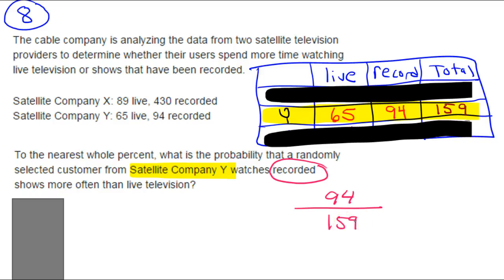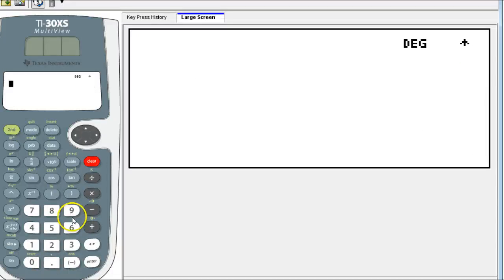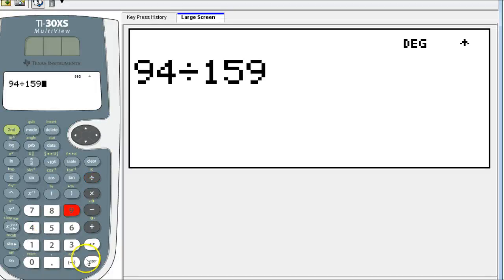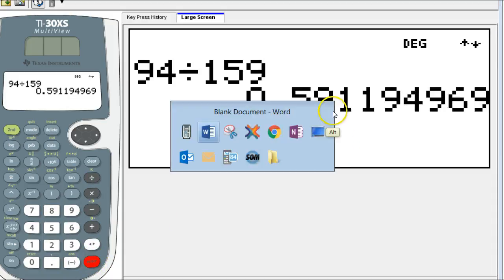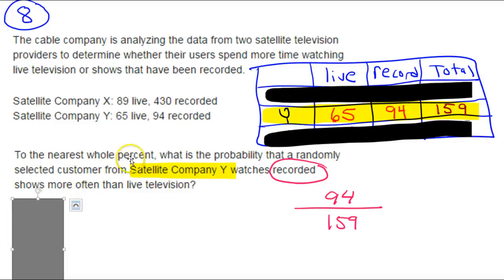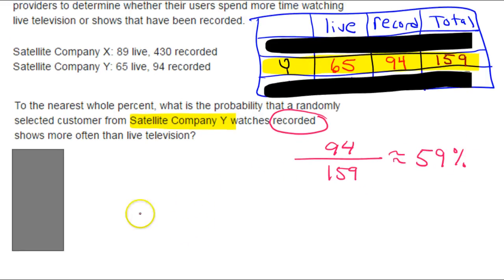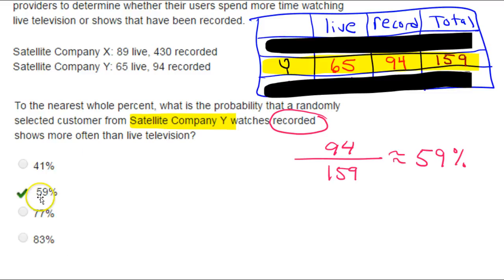Okay, wait, they want a percent, so I'm just going to put this in my calculator. Well, you know what, I'll show you this time. Alright, 94 divided by 159. Okay, that's this, so 59%, nearest whole percent. Alright, let's see if that was the answer. And there you go.